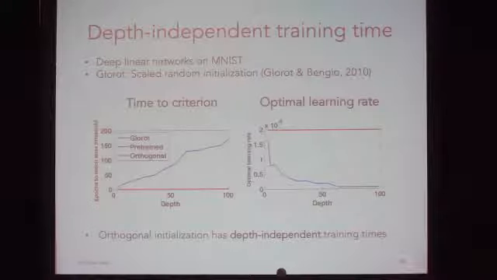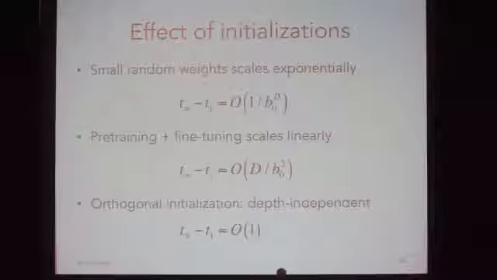And if you do that, indeed you do see these depth-independent training times. This is again for deep linear networks, where the red curve shows that with these orthogonal initializations, it doesn't matter how deep it is, they're always very fast. So to summarize the theory's predictions about the effect of initializations: small random weights will scale exponentially with depth. It's very bad. Pre-training and fine-tuning scales linearly because you have to pre-train D networks. But orthogonal initialization is potentially depth independent.